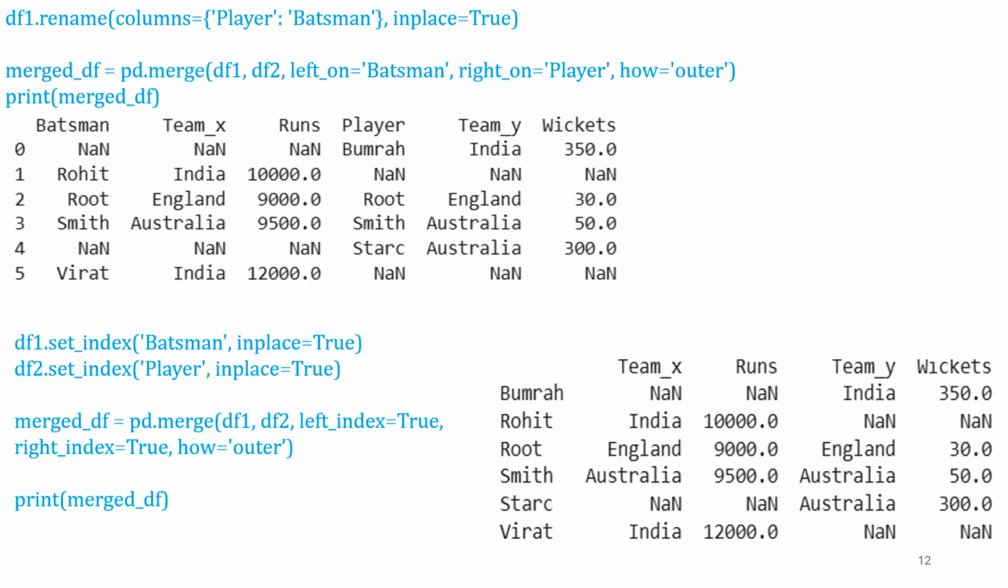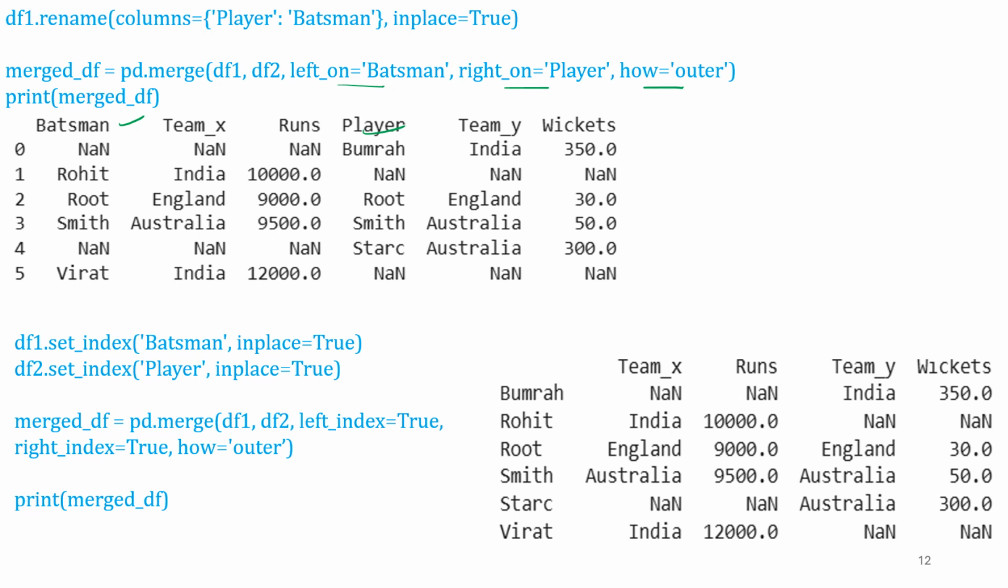In this case, we are going to perform outer join, but we are going to use left_on and right_on, which means for DF1, the player is replaced by batsman, and for DF2 it is just player only. So batsman is included, player is included, and all the other information is included with respect to outer join, which means you have to include everything.